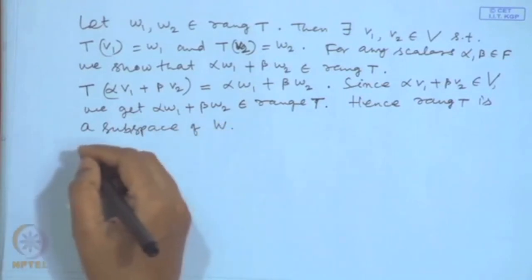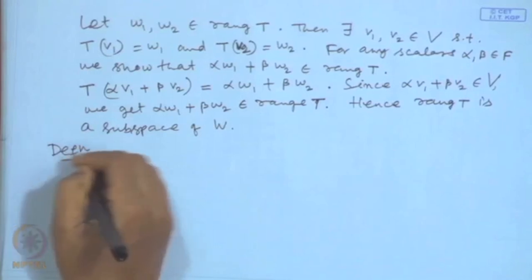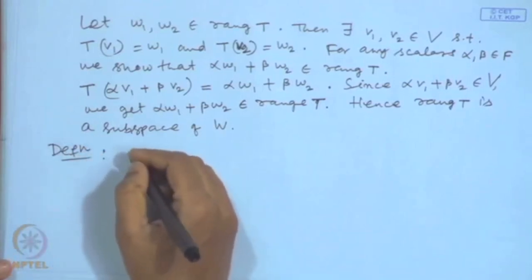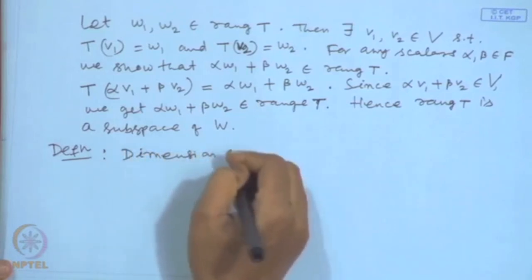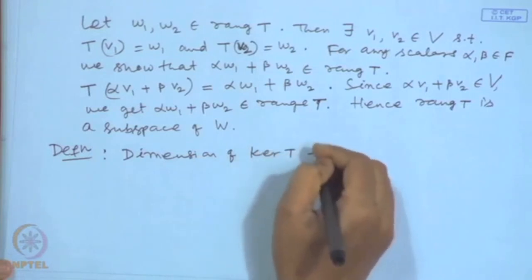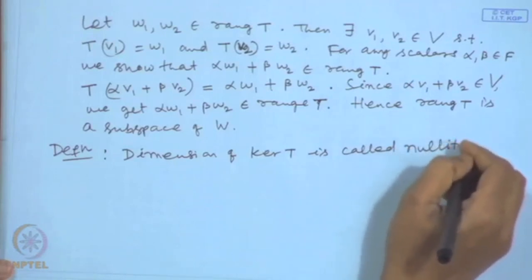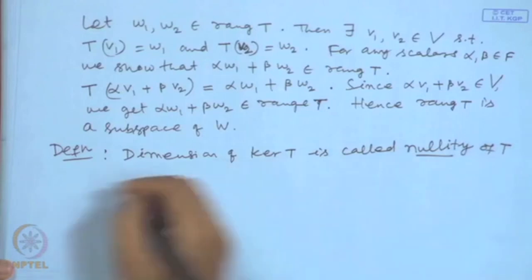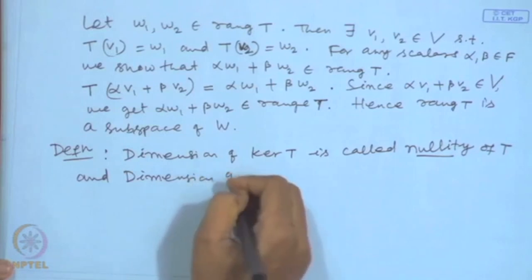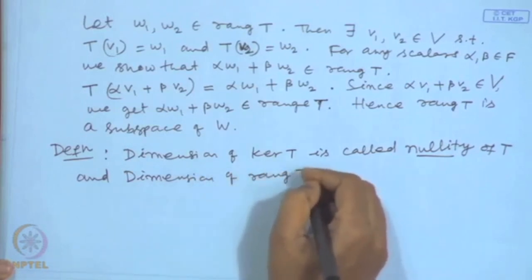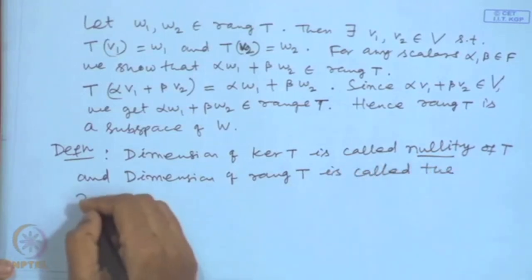So we give another definition: the dimension of the kernel of T is called the nullity of T, and the dimension of the range of T is called the rank of T.